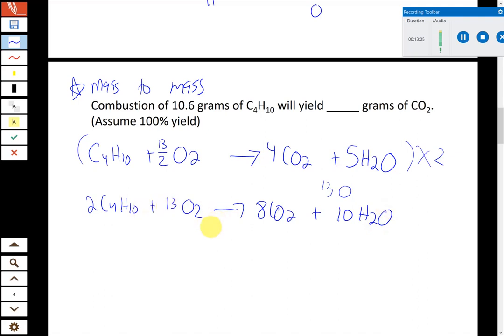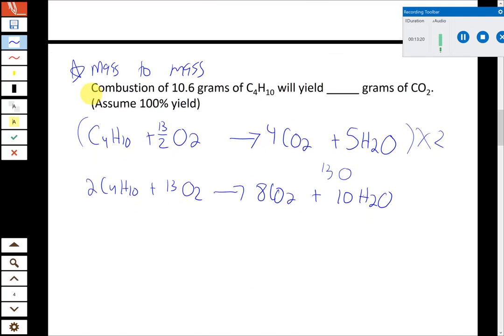It's not necessarily that important that you do that, so we could have left it like this. The important part is that the ratio of C4H10 to CO2 is 1 to 4 or 2 to 8 if we write it this way. So it doesn't really matter how we balance this, and as long as it is balanced, whether there's fractions or not, it's not going to affect how you do the problem.